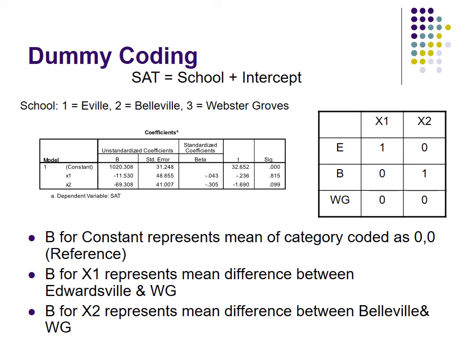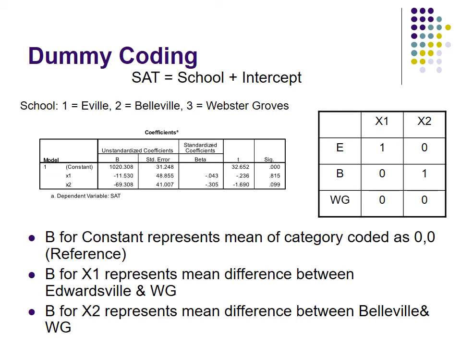Because in order to be able to interpret the dummy code, we need to look at the constant in the model. Because the constant is, remember, the constant is that A constant is what if all variables are 0. Well, since we're creating 1 or 0 variables, the constant where all is 0 is the one thing we didn't code for. So for example, if we're coding, B for constant represents the mean of the category coded as 0, 0.